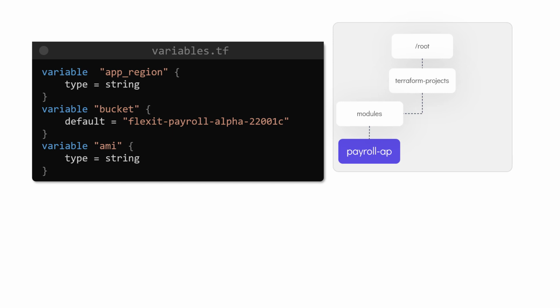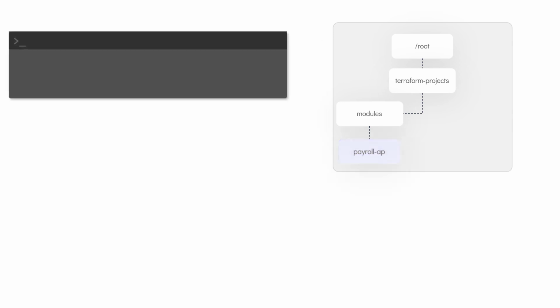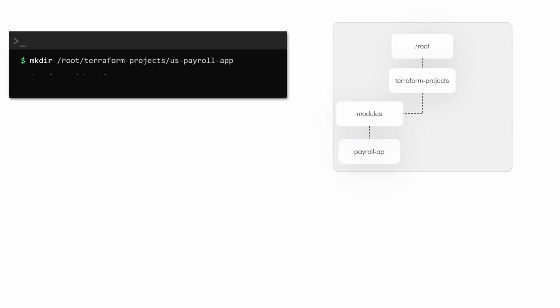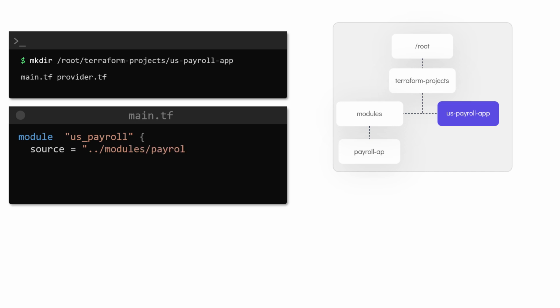Now, let's deploy an instance of this application stack, first in the US East 1 region. To do this, let us create another directory called US Payroll App, and inside this directory, we create a main.tf file with the contents like this. Here, we'll make use of the module block and specify the path to the payroll app module that we created earlier. To make sure that we deploy to the US East 1 region and use the custom AMI ID in that region, we can specify the app_region and the AMI in our root module like this.